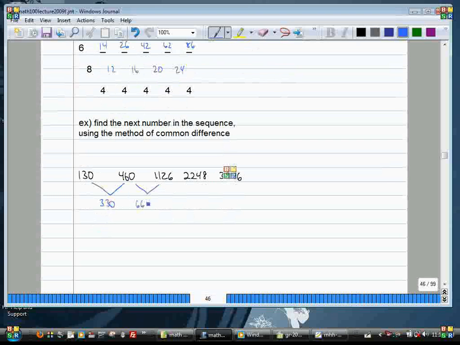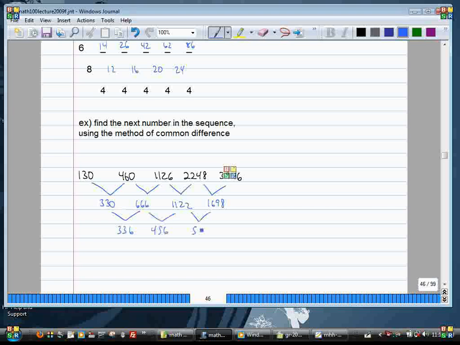Next difference, 666. Next difference. Okay. And then the next one, 1690. Okay. So we did one layer. That didn't do it. Next. Do it again. Okay. Now did that do it?